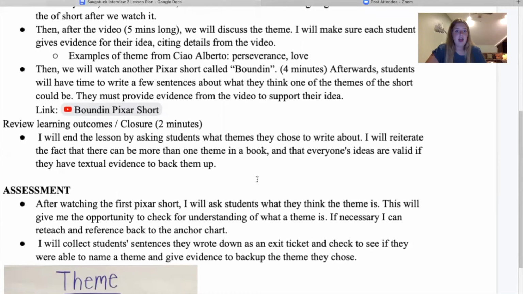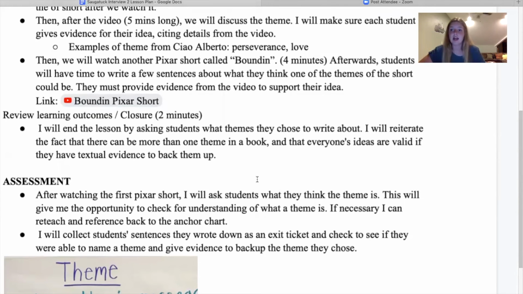After that, I would collect all of the sentences they wrote and keep those as a formative assessment because they're directly related to the objective. I can check to make sure the students named a theme and gave evidence for what they thought the theme was.